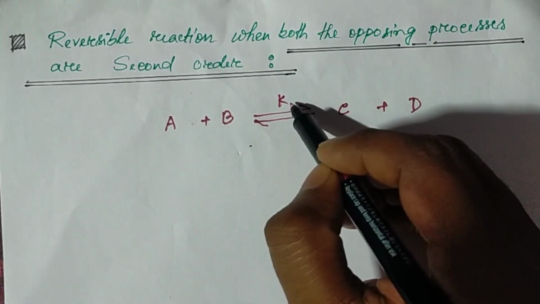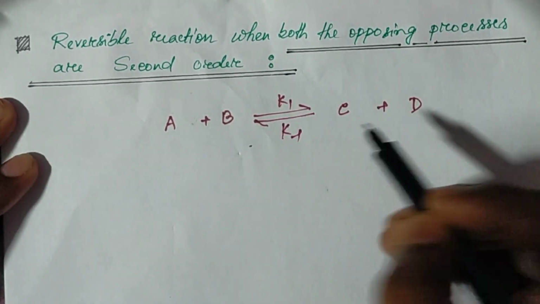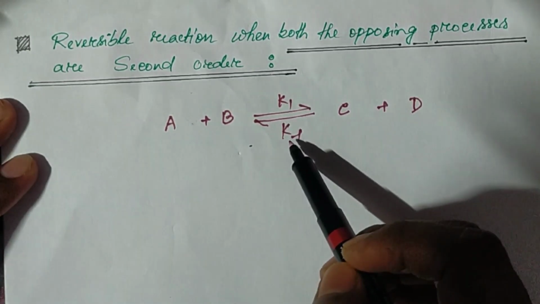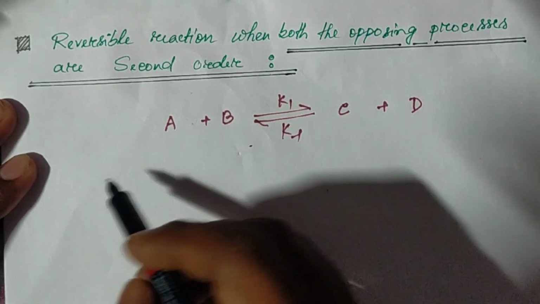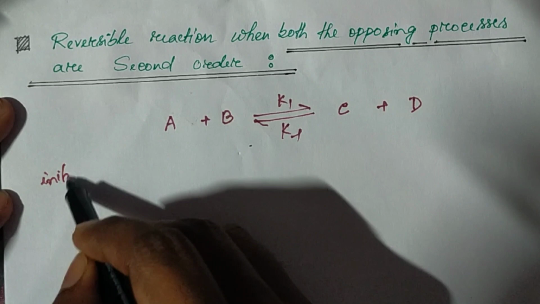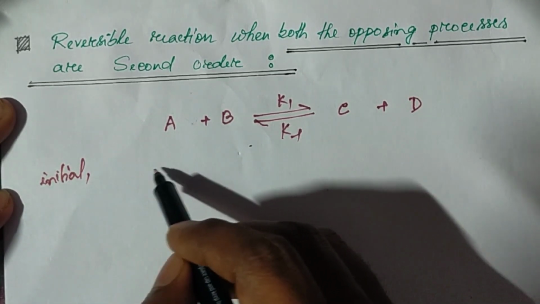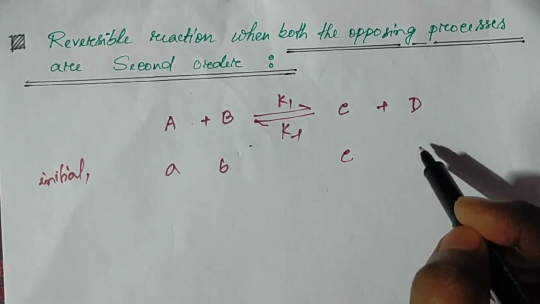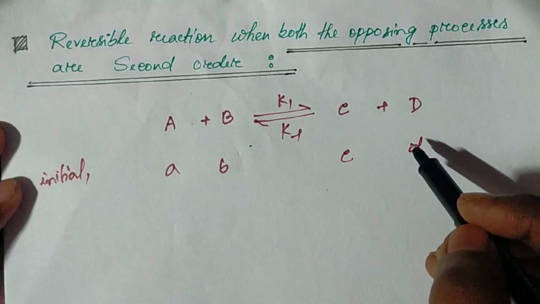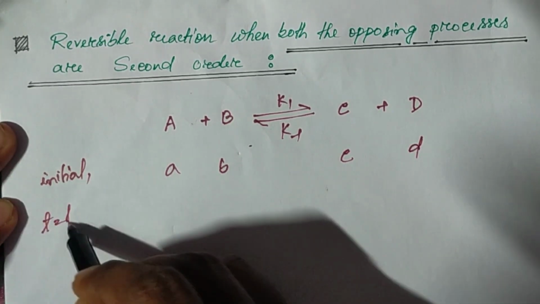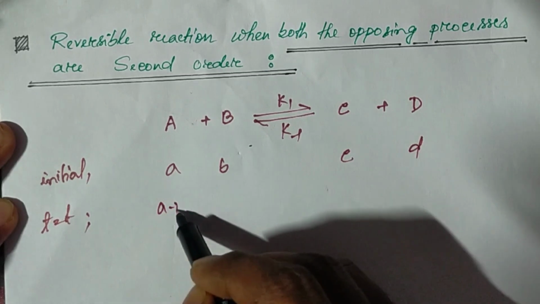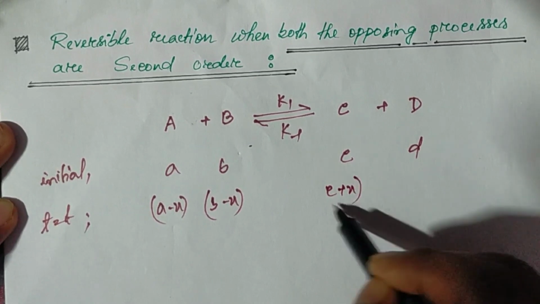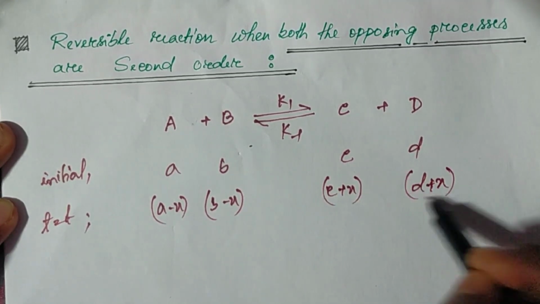Okay, A plus B gives C plus D. So here the rate constants are k1 and k minus 1. k1 is for the forward reaction and k minus 1 is for the backward reaction. So at the initial condition, it will be a, b and c, d. At time t, it will be a minus x and b minus x, and c plus x and d plus x.